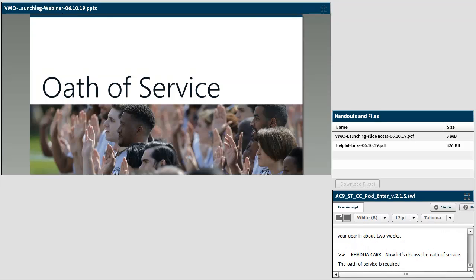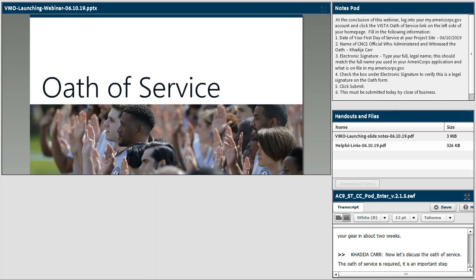Now let's discuss the oath of service. So the oath of service is required. It's an important step in you becoming a VISTA member. So because of this importance, we're going to, at this time, pause the chat. We're going to be posting instructions in the chat regarding how you will need to complete and submit the electronic oath. And we want to make sure that everyone sees this information that we're sharing. So once we're done with the oath, we will open the chat back up for comments.